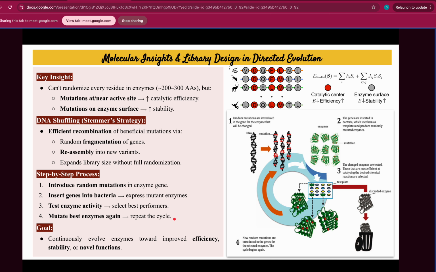You will repeat the cycle until you find a mutation which increases the activity of your enzyme. If a particular mutation gives you an enzyme which is losing function, or in which the activity is reduced, then that mutation is skipped. That mutation is not kept further, because our ultimate aim is to increase the catalytic activity of our enzyme. So we keep on doing mutations until we fail or we are not getting any further increase in catalytic values. So these are the molecular insights and the library design.